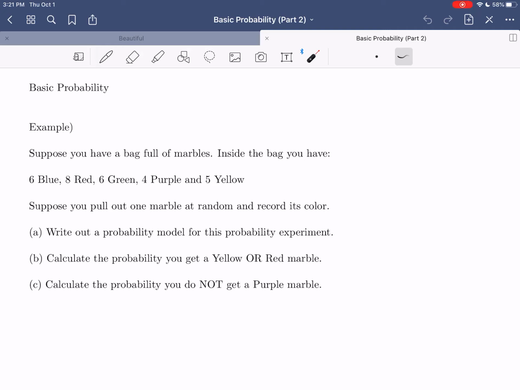In today's video, we're going to continue our investigation into basic probability by looking at a couple of examples with slightly more complicated probability situations, where our main goal will be to start by trying to build probability models for each of these situations, and then using those probability models to calculate some probabilities of different events. So let's jump right in and take a look at this example here.